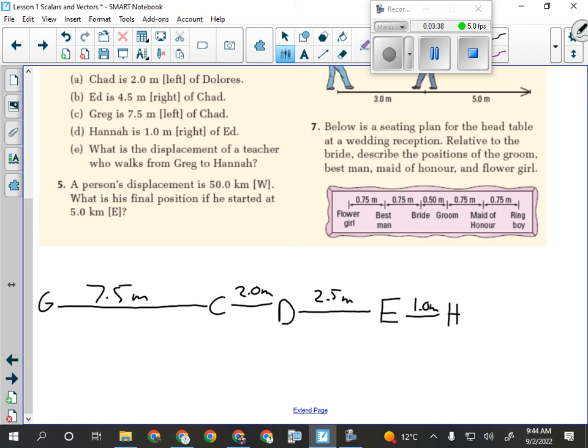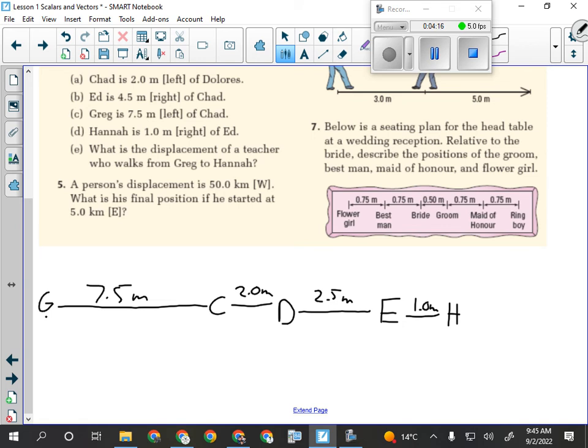Agreed? Obviously that question is not mathematically challenging or taxing in any way. The trick is, what's the importance of a reference point? What do you do with your reference point? Well, you measure the first thing from there, and then it establishes where you can put everything else. So it's important to always figure out where the reference point is in a question. All right, so what's the displacement of a teacher who walks from Greg over to Hannah? 9.5, 12, 13 meters to the right would be her displacement.